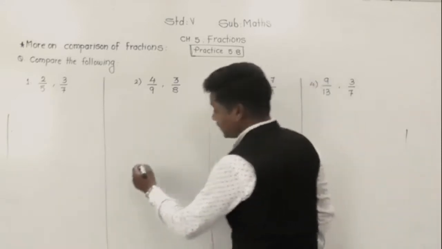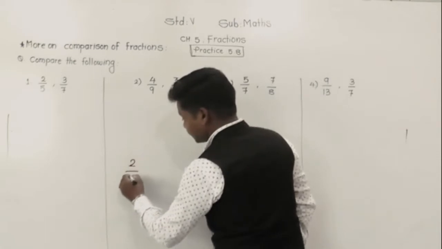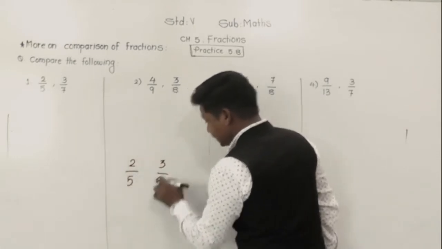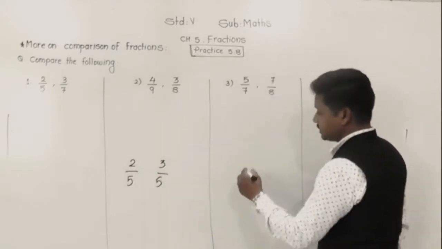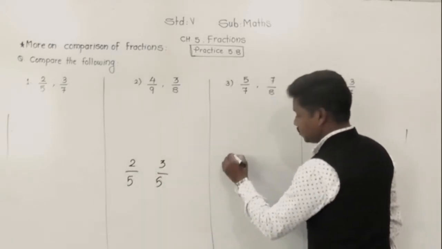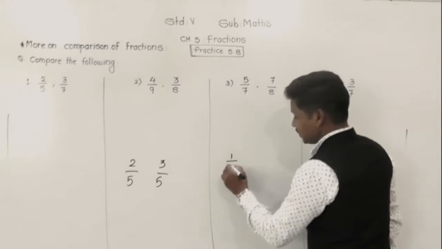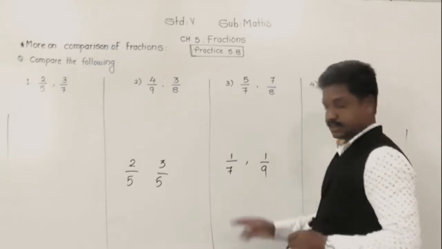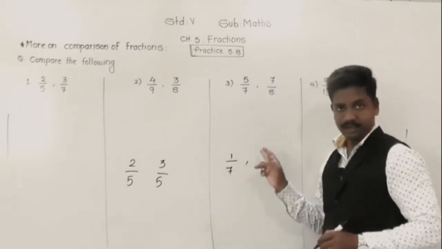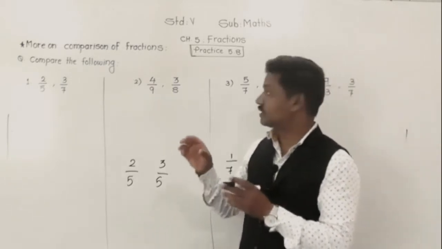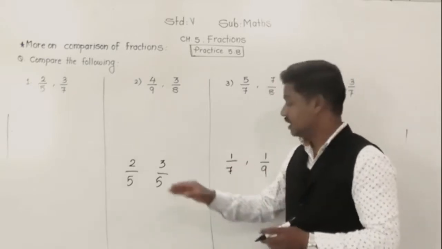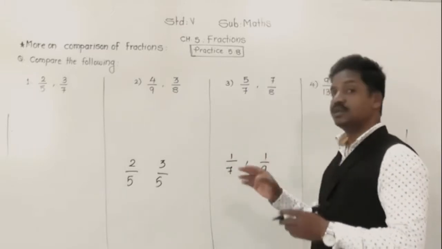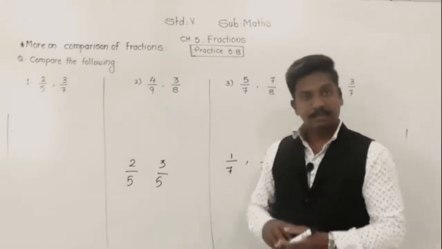That means we have learned the comparison of fractions like 2 by 5 and 3 by 5, having the same denominator, or another type of comparison, 1 by 7 and 1 by 9, having the same numerator. We have learned the comparison of fractions having either the same denominators or the same numerators, okay?